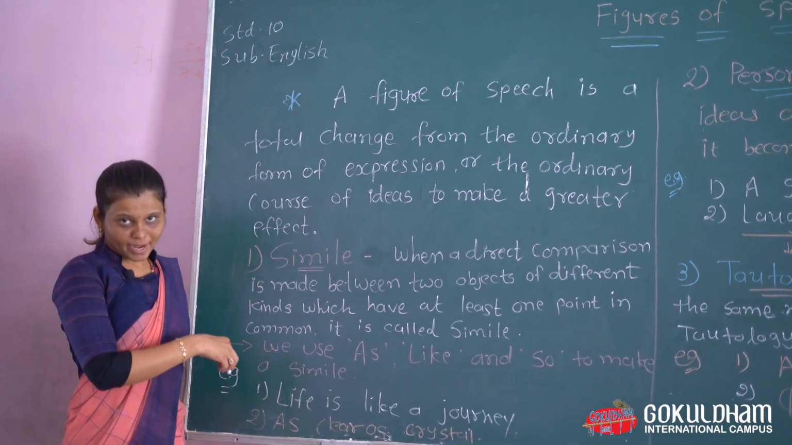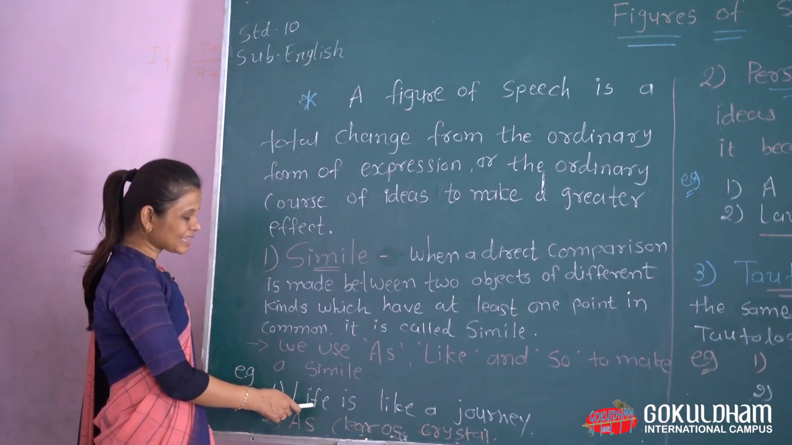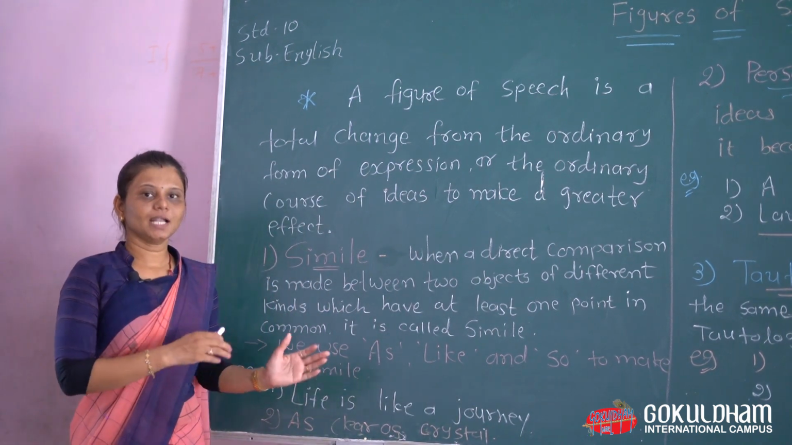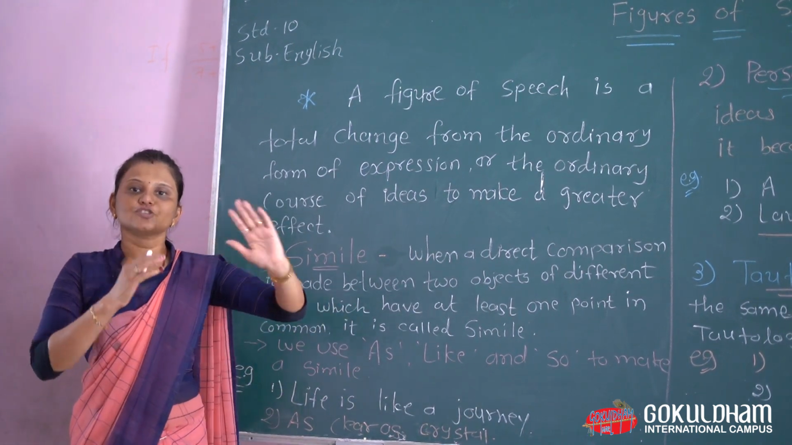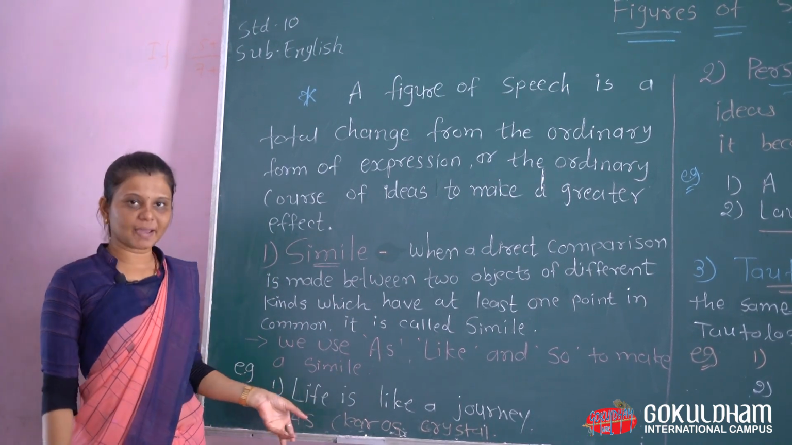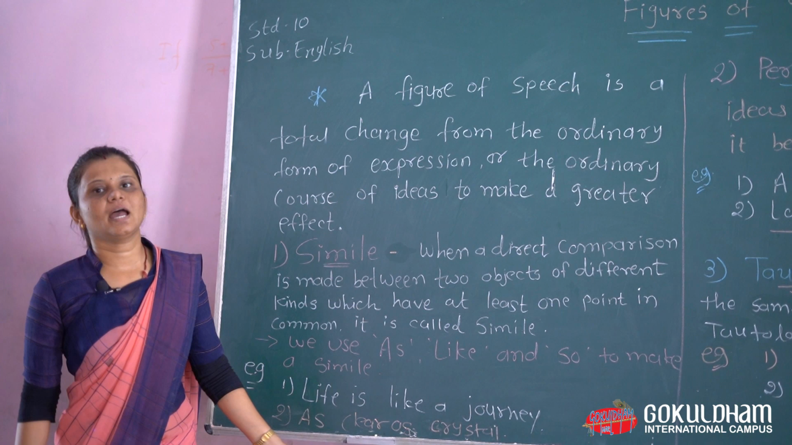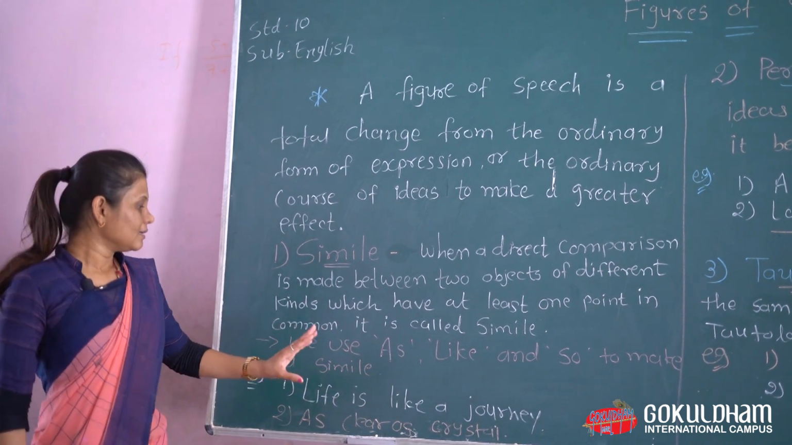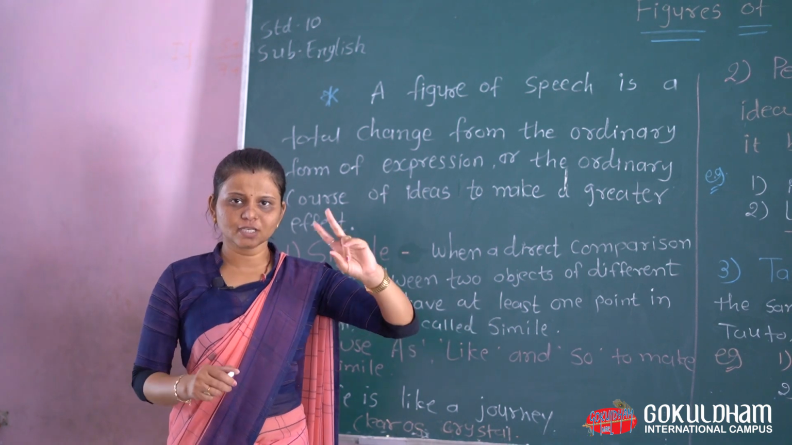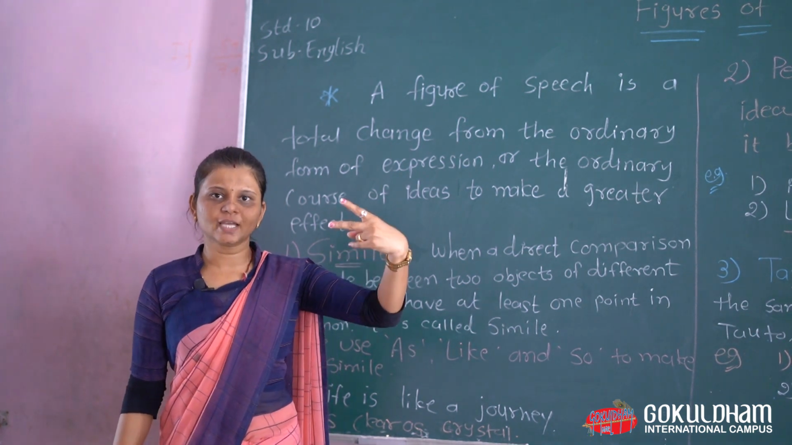Look at 2 examples here. Life is like a journey. So here life is compared with journey. Life is like a journey. This is the comparison between life and journey. Journey is also going on and our life is also going on. So this is the common thing between the 2.